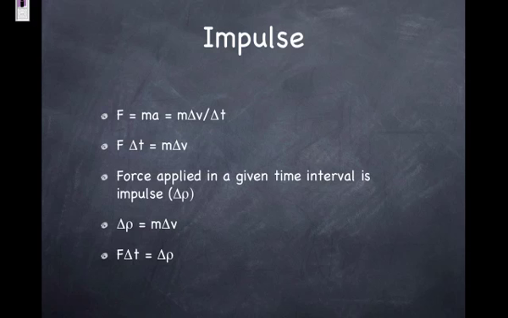So if we have m times the change in velocity, does an object's mass usually change? No, it just changes its speed. So in order to change momentum, we change the speed of an object. So mass times the change in speed is the change in momentum. And that's called impulse. So the force applied in a given time interval is the impulse. So F delta t equals m delta v. But if this m delta v is the change in momentum, we can also say that the impulse is equal to the change in momentum also.